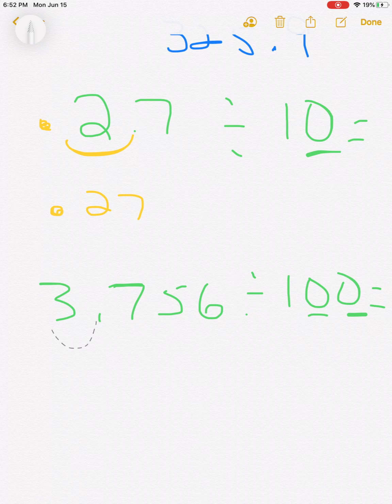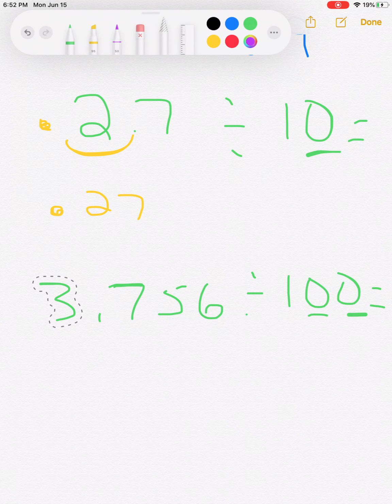But the question is, which way are we moving the decimal? Are we going to the left, or are we going to move our decimal to the right? Okay? The clue that tells you left or right would be the division symbol or the multiplication. Here we're dividing, so the number should get smaller. Okay? We're going to move our decimal 2 spaces to the left.